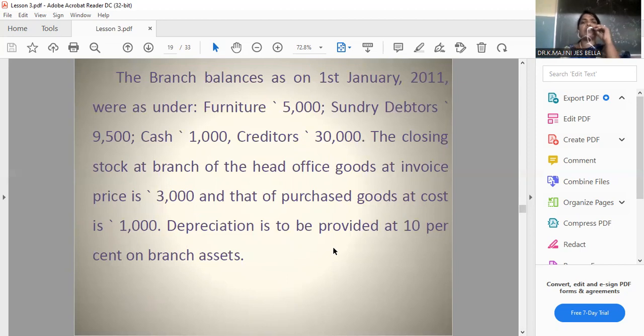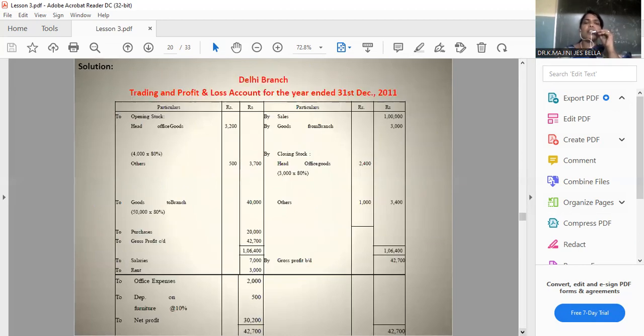The branch balances as on 1st January 2011 were as under: furniture 5,000, sundry debtors 9,500, cash 1,000, creditors 30,000. The closing stock at branch of the head office goods at invoice price is rupees 3,000, and that of purchased goods at cost is rupees 1,000. Depreciation is to be provided at 10% on branch assets. Then we can see the solution of this exercise.